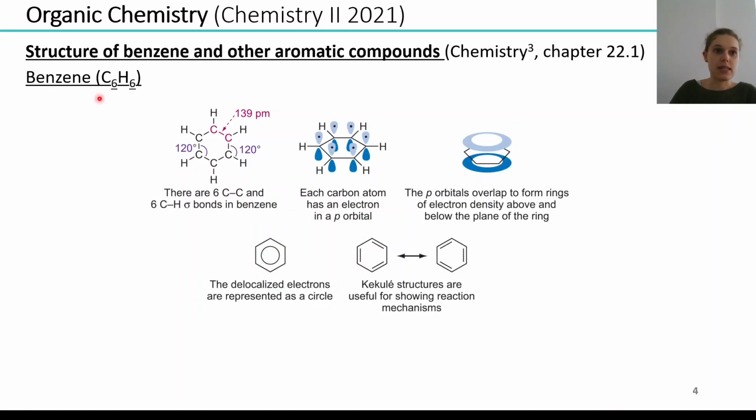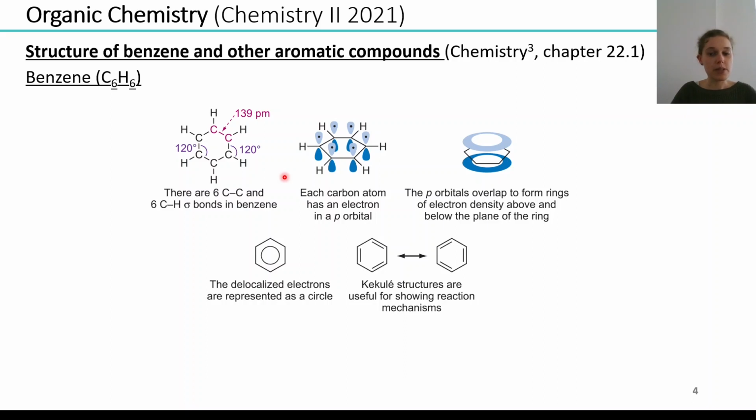Benzene has the formula C6H6, and it consists of 6 sp2 hybridized carbon atoms that link together to form a planar ring. This ring is hexagonal, and all carbon-carbon-carbon bonds have an angle of 120 degrees. Moreover, all carbon-carbon bonds are 139 picometers long, and this value is between a normal carbon-carbon single bond, which is 154 picometers, and a carbon-carbon double bond, which is 134 picometers.